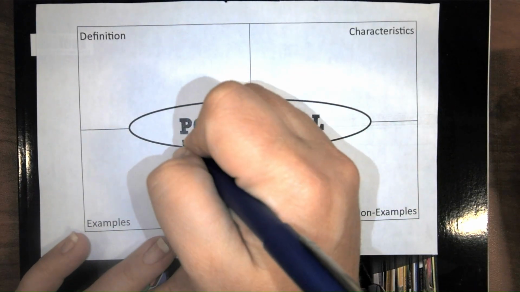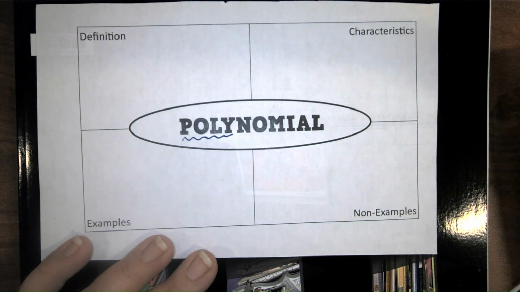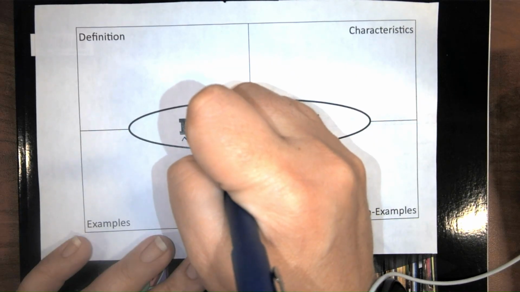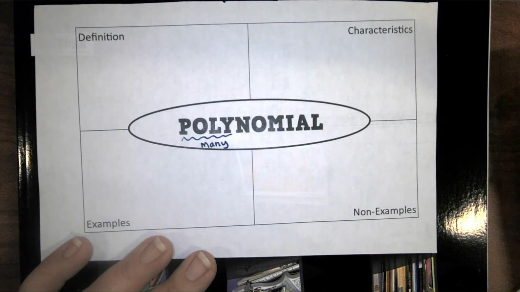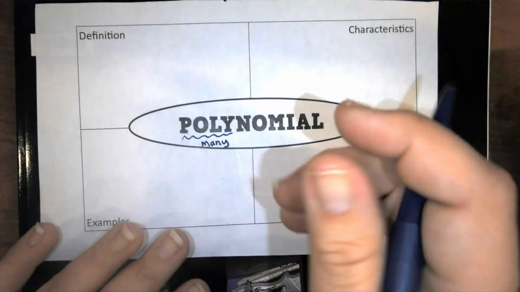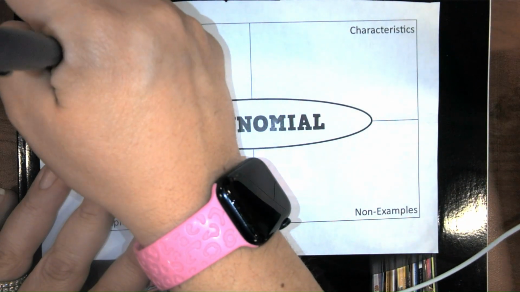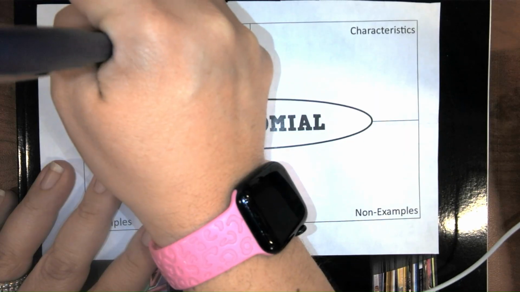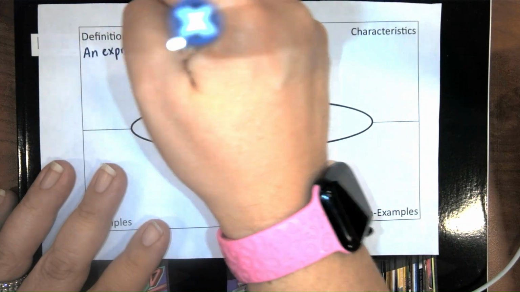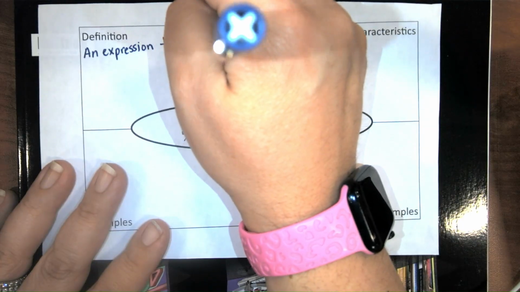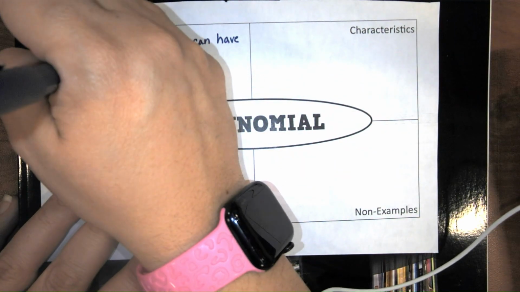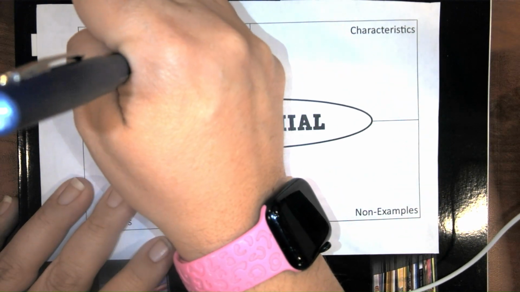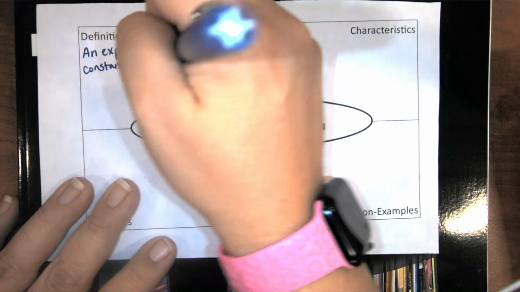But the first thing I want to talk about is the beginning of this word. Poly means many. And so this is an expression with many terms. A polynomial is an expression that can have constants, variables, and exponents.